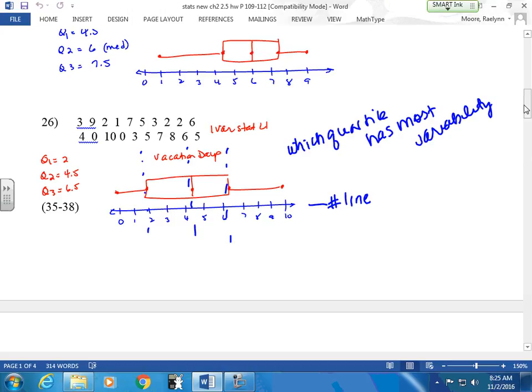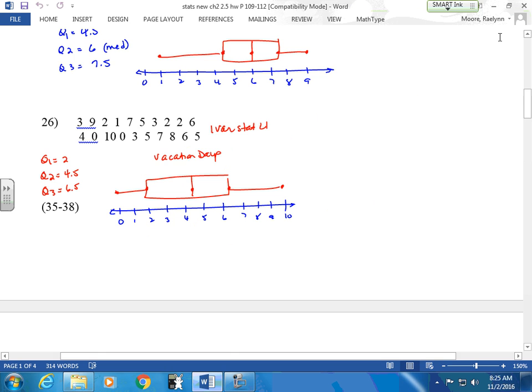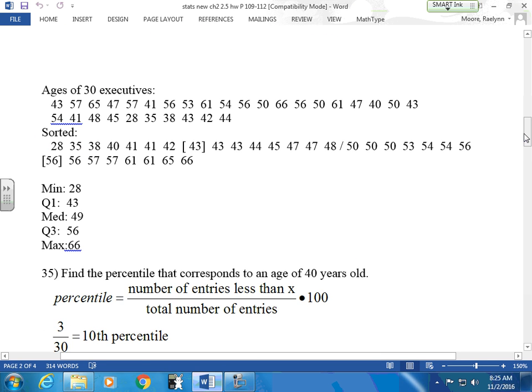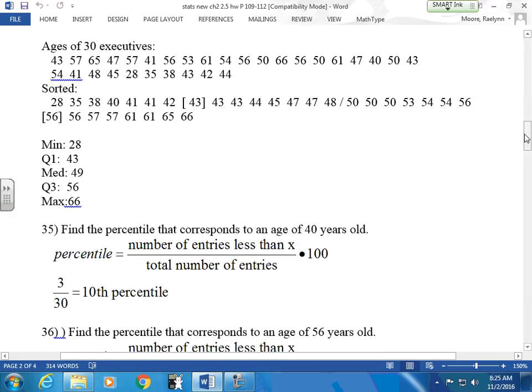Okay, so everybody's figuring out where those quartiles are coming from? Think money. All right, so this one, we had a lot to do here. This was the big one: the ages of 30 executives. We sorted them, I sorted them here. And let's take a look at this.